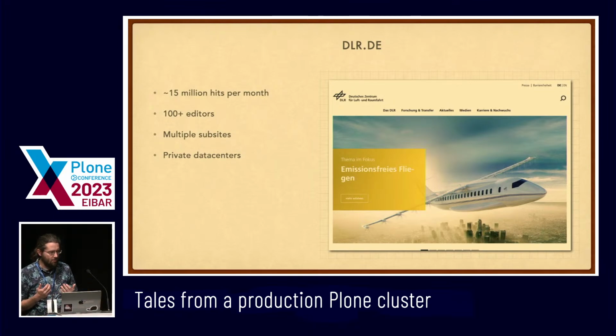It's actually what I would call a medium-sized Plone site. I know there's deployments out there that are much larger than this, running hundreds of websites. This is just one website. It gets about 15 million hits a month, which is 5 a second. It's not outrageous. The website has or will have multiple subsites, so there are quite a few editors who will be working on it, different groups of people editing their own area of the site.